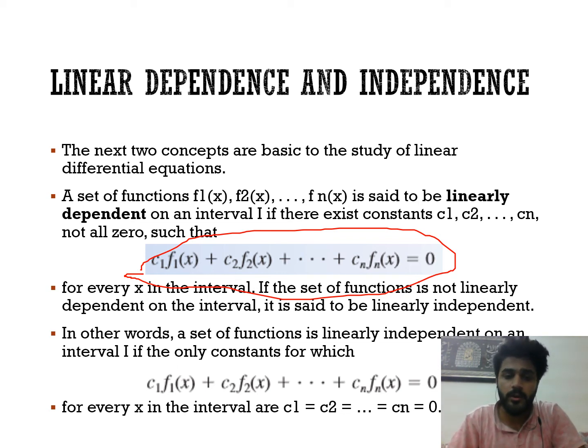For every x value inside the interval, and the opposite: if the set of functions is not linearly dependent on the interval, it is said to be linearly independent. In other words, a set of functions is linearly independent on an interval I if the only constants for which c1 f1 of x plus c2 f2 of x plus so on plus cn fn of x equals 0 for every x value in the interval are c1, c2 and c3 equal to 0. All these constant values produce the sum 0, then this will be called the case of linear independent.